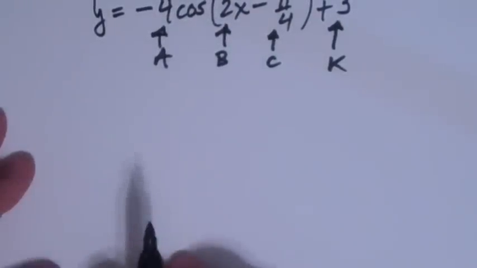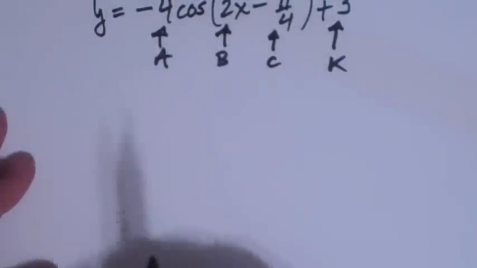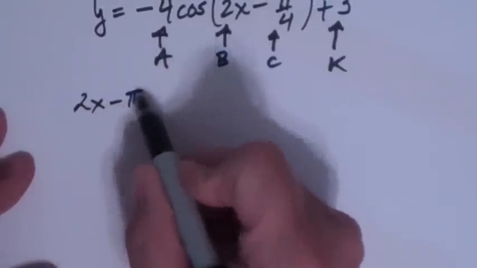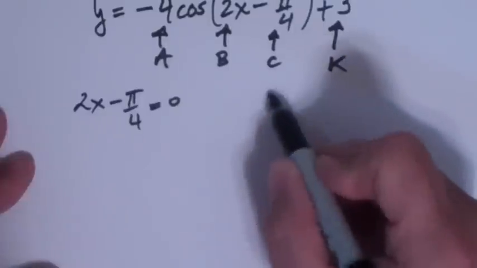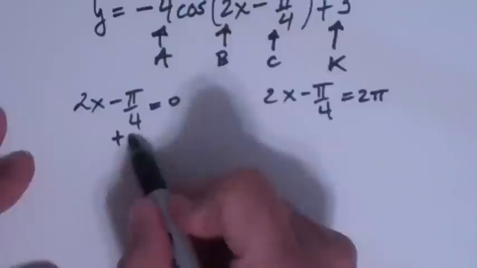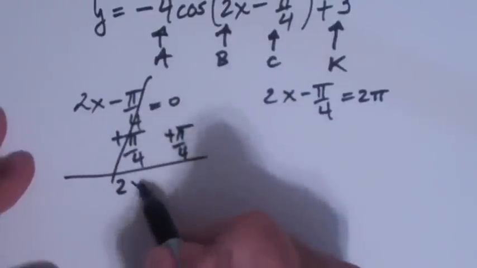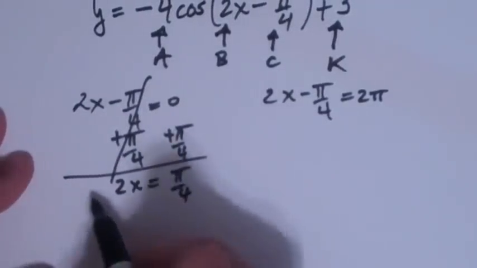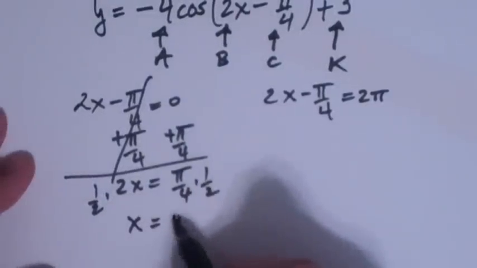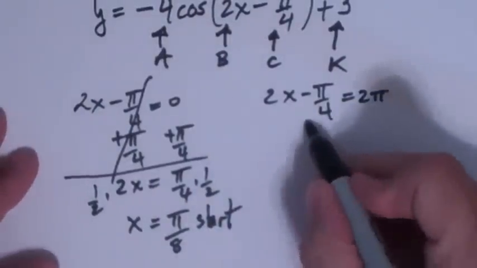So now I go ahead and set the bx plus c, which is this part in here, the 2x minus pi over 4, equal to 0 and equal to 2 pi, so I can find where the wave starts and where the wave ends. Okay, so a lot of this is arithmetic here. I'm going to add pi over 4 to both sides. So now I get 2x equals pi over 4. And here it's just easier to multiply by half. You can think of it as dividing by 2. That's fine. So here's where you'll start, at pi over 8.